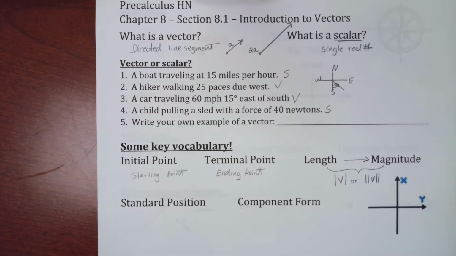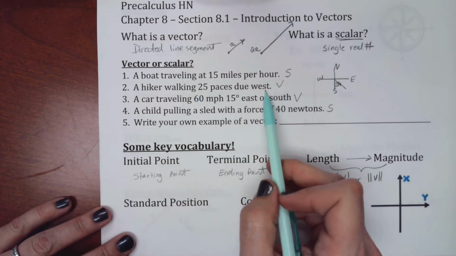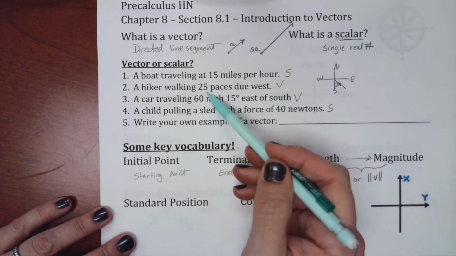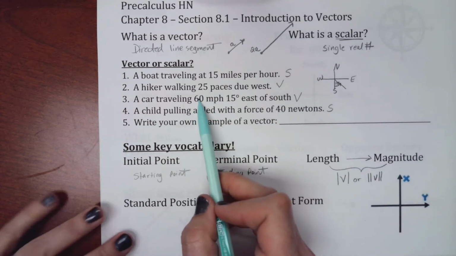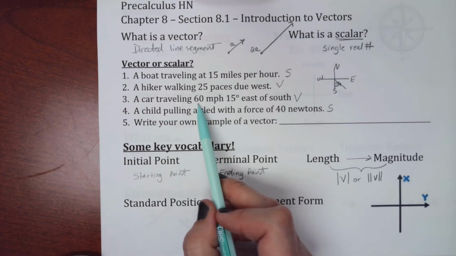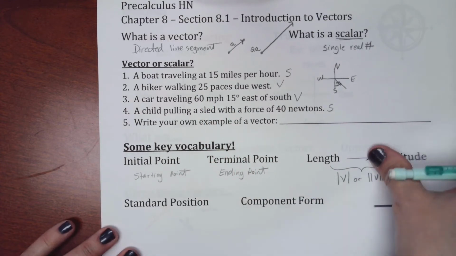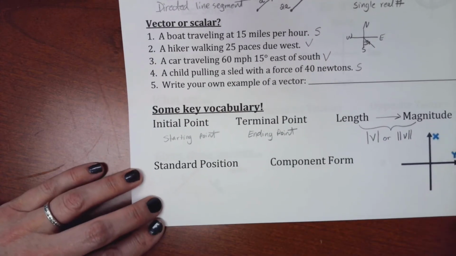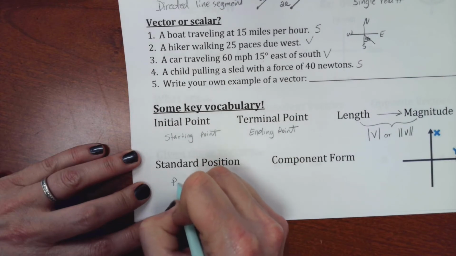So, things like 25 paces due west. West is your direction. 25 paces would be the magnitude of your vector. 60 miles an hour, that's your magnitude. This is the direction you're going to go. So this is how long your vector is going to be, and this is the direction you're going to draw it. Okay, when a vector is in standard position, it is placed at the origin.